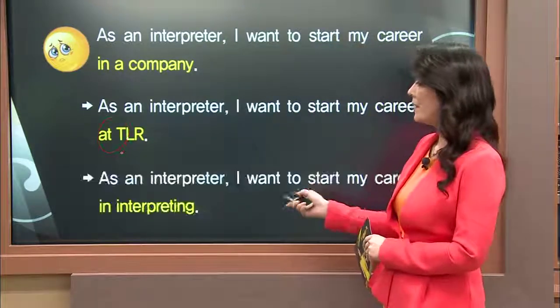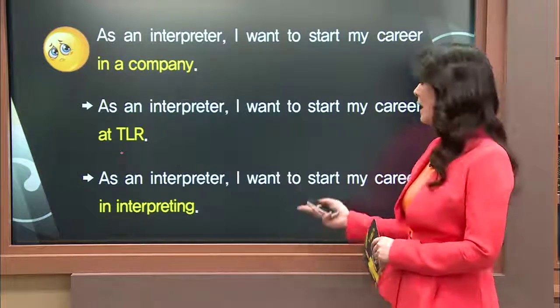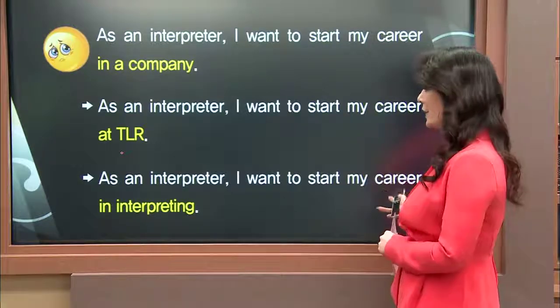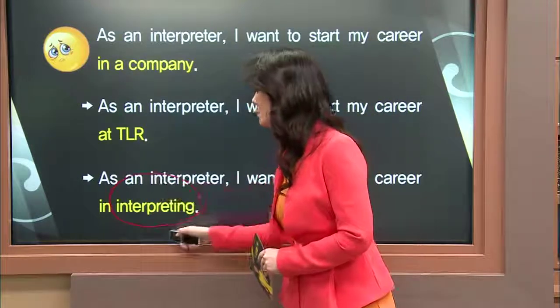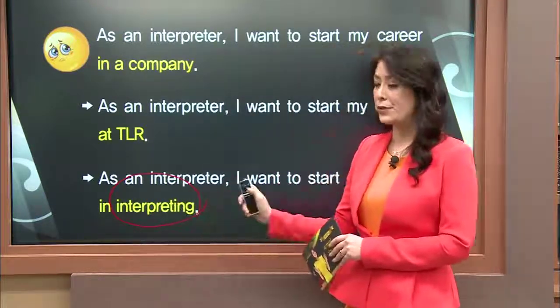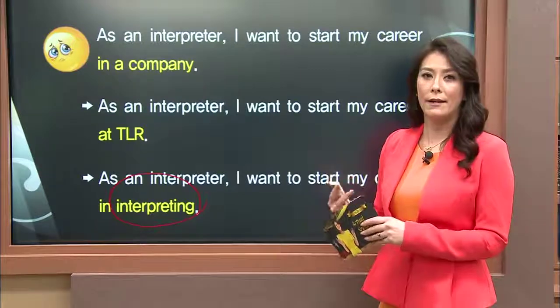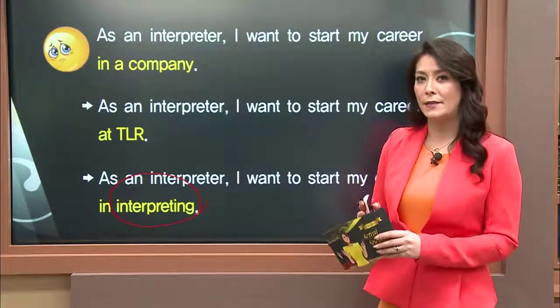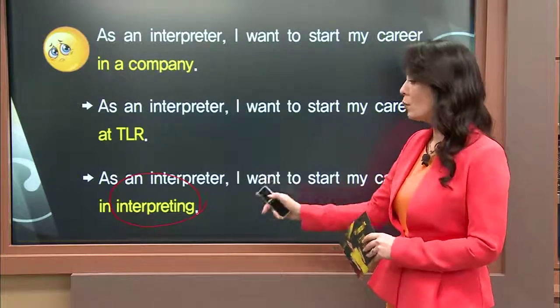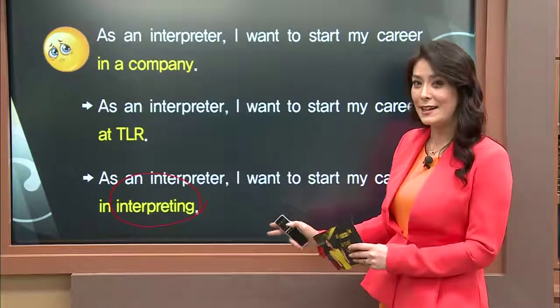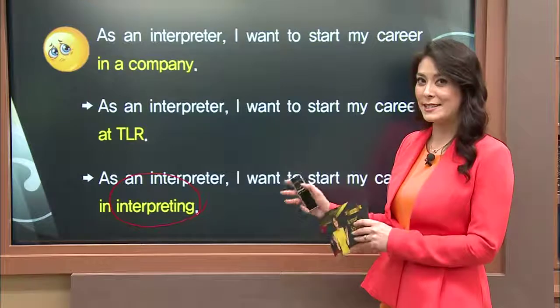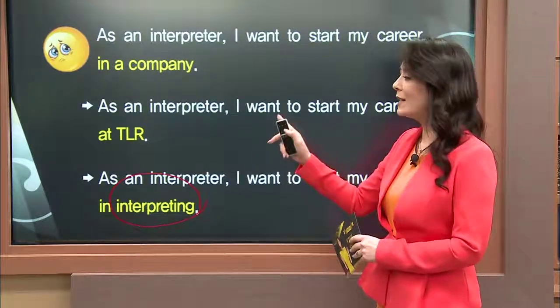Or, what about this one? As an interpreter, I want to start my career in interpreting. 자, 어떤 일을 하고 싶다라고 할 때는 in을 넣어도 돼요. So here we're talking about the kind of job you want to have, the kind of thing you want to do, the work you want to do. Then it's in interpreting, in designing, in teaching. But where? It's always at.